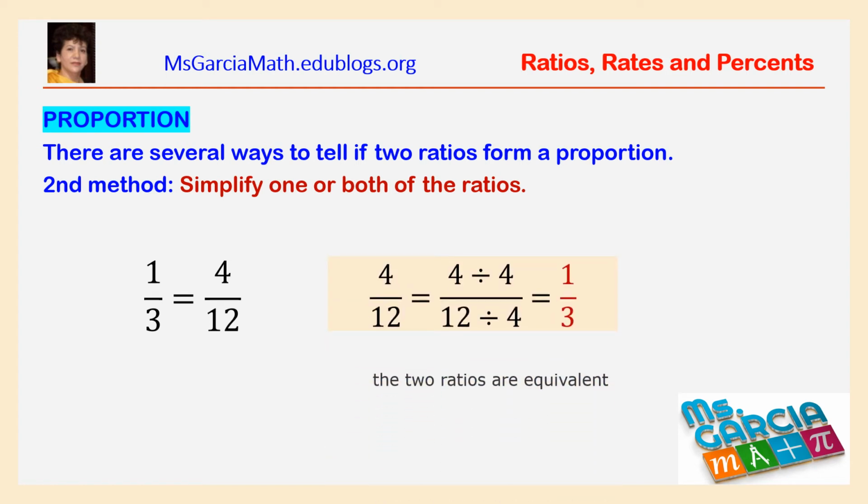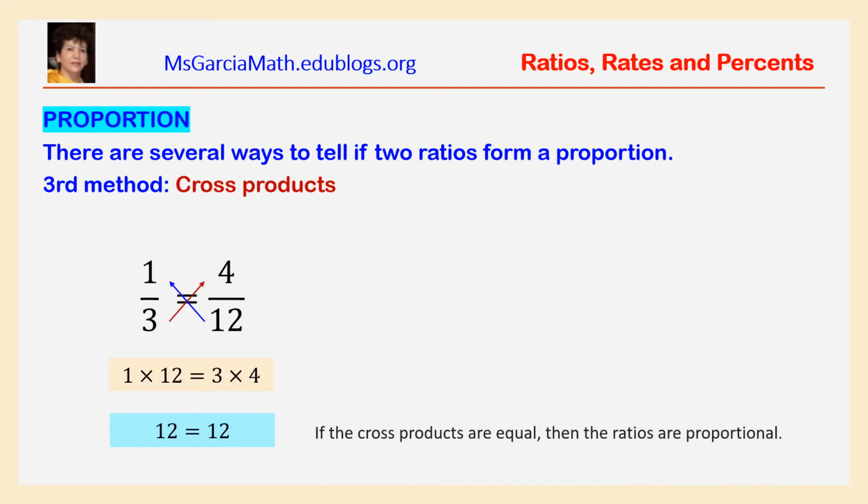We can see that the two ratios are equivalent. Therefore, they form a proportion. Third method: cross products. Multiply the numbers that are diagonal to each other. If the products are equal, the two ratios form a proportion.